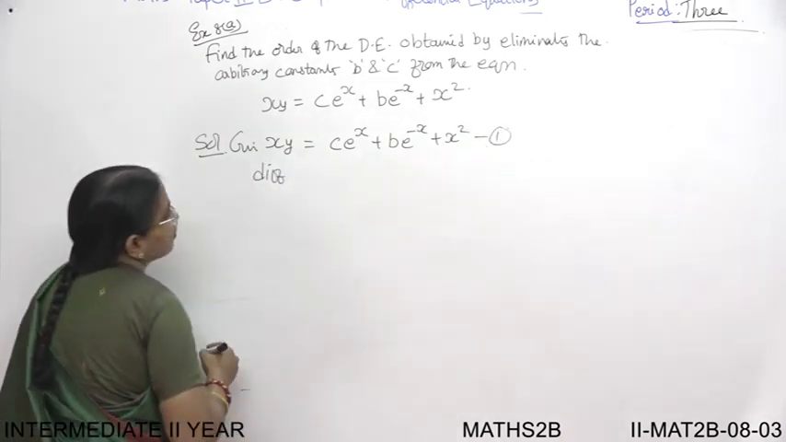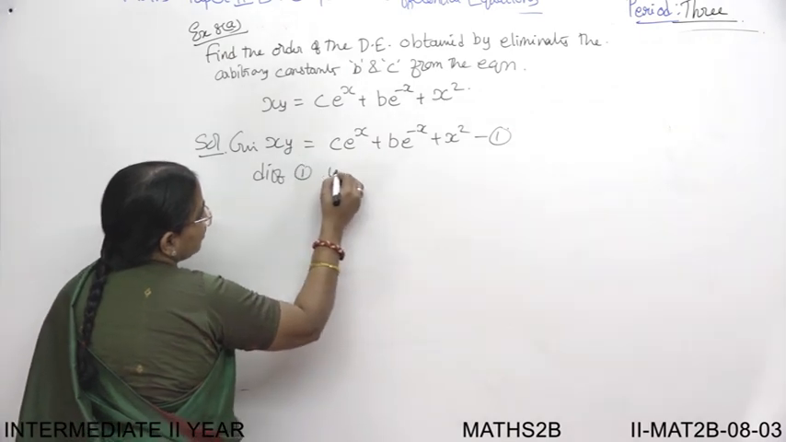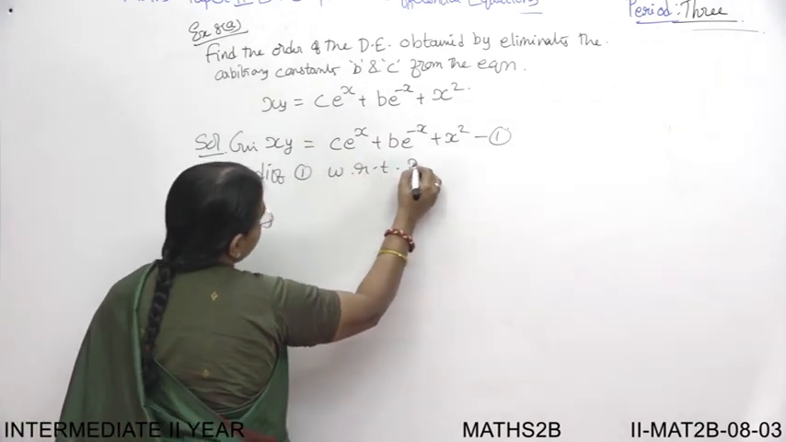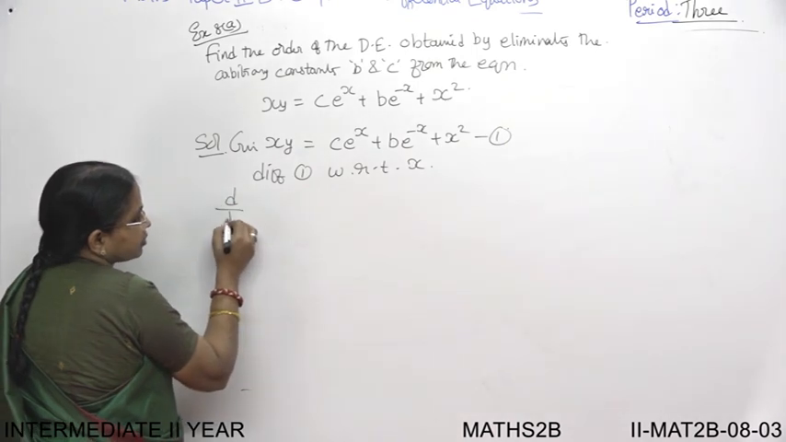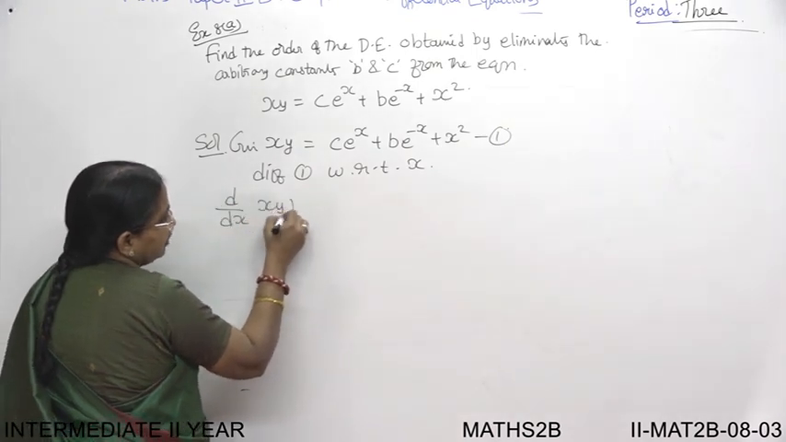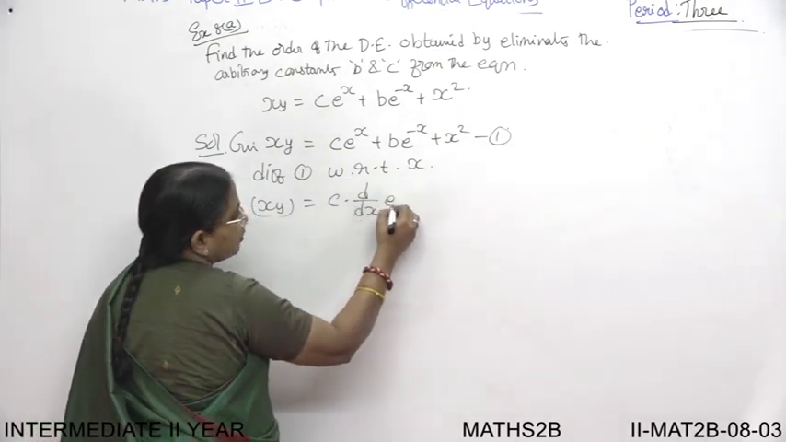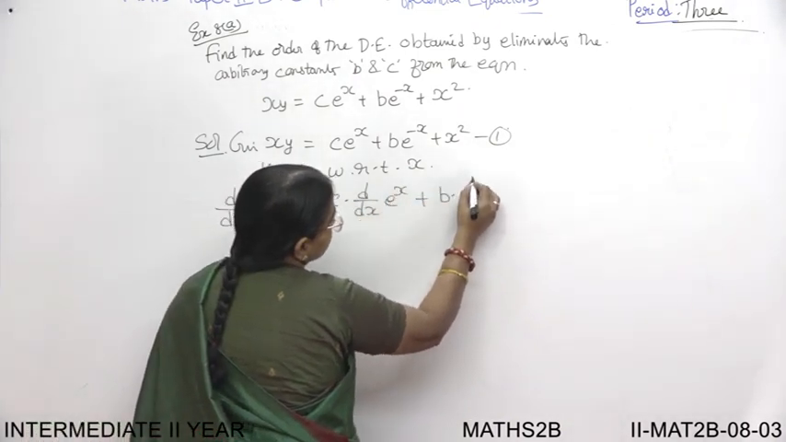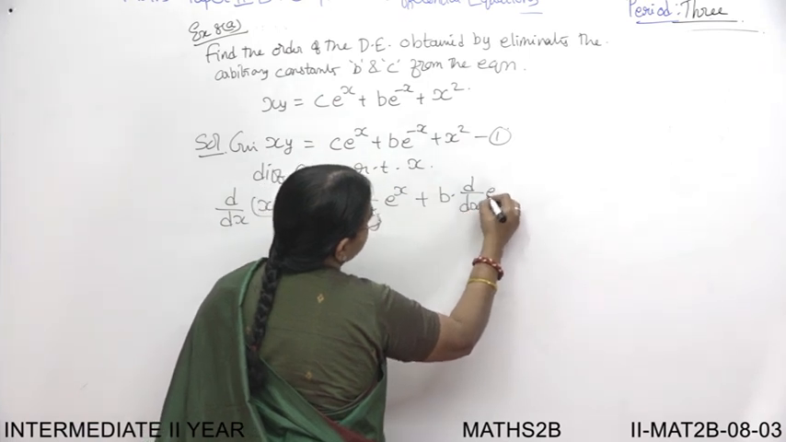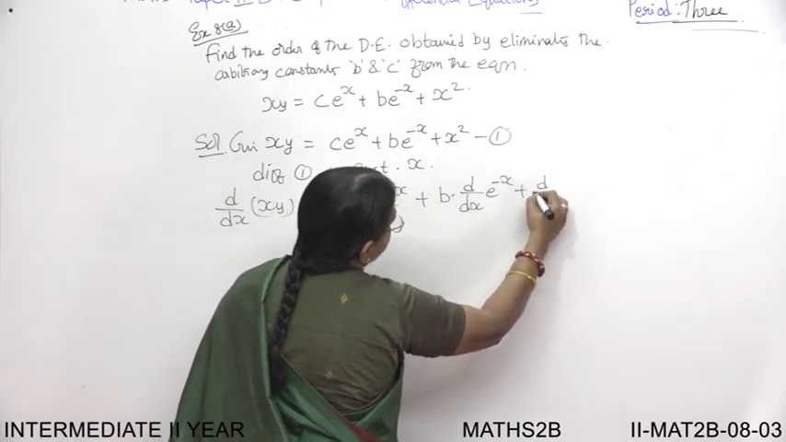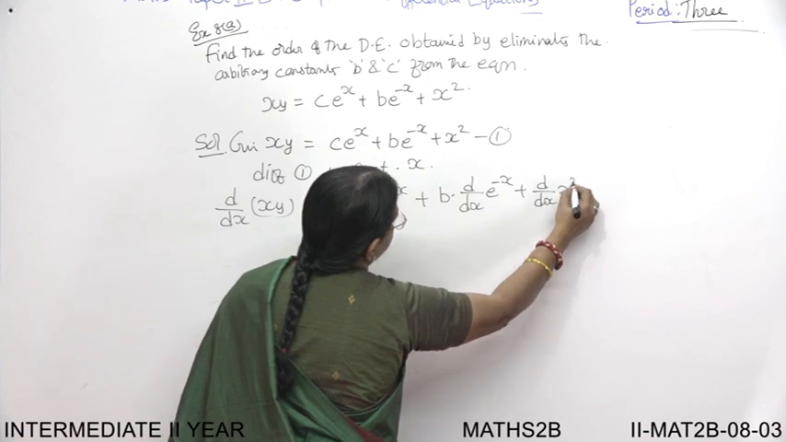So this is the first one. Differentiating 1 with respect to x. d by dx of xy is equal to, c is constant, so I'll write d by dx of e power x plus b is constant into d by dx of e power minus x plus d by dx of x square.